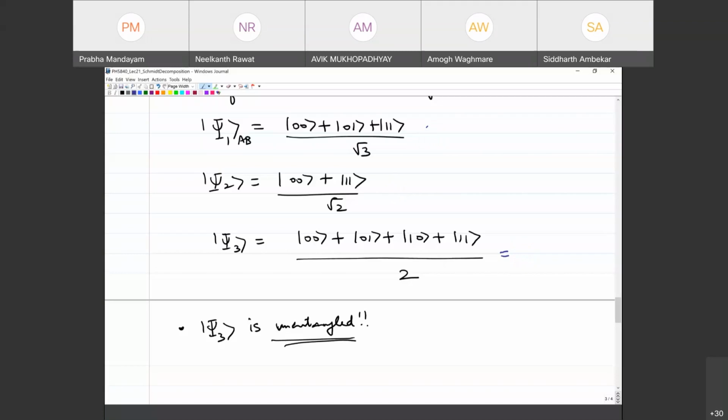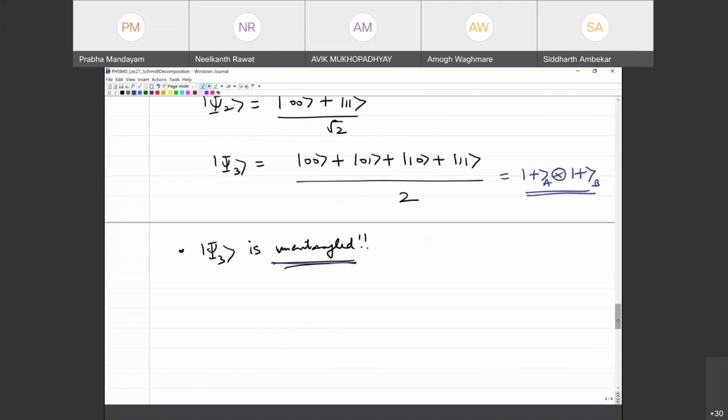Plus and plus. Exactly. So this is actually the state plus tensor plus. Plus is 1 over root 2 (0 + 1). 1 over root 2 (0 + 1). You take this direct product, and you will see this is what you get. So this is actually unentangled. So there must be some measure which should say that the entanglement of psi 3 is 0, or there should be some test which tells you that the entanglement in psi 3 is 0.